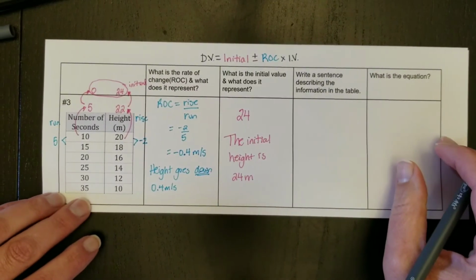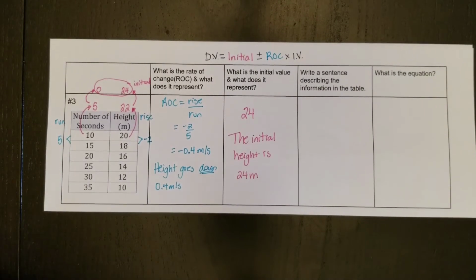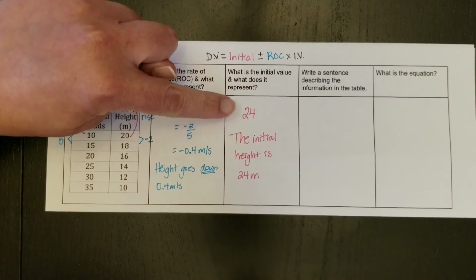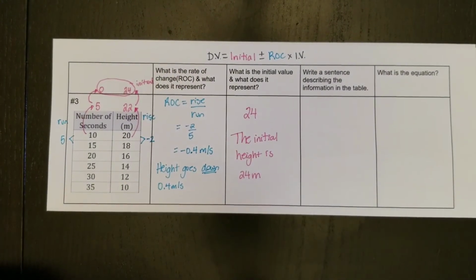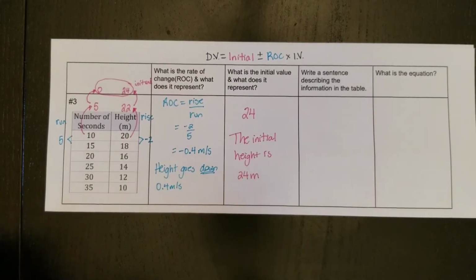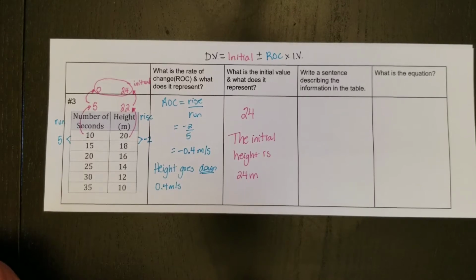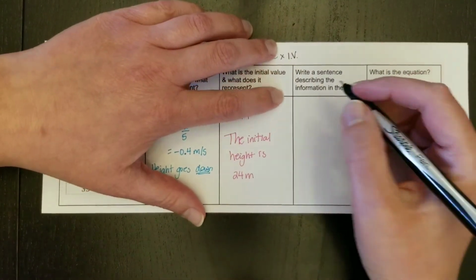The next step, I'm supposed to write a sentence describing what's happening in the table. So I know that I have an initial height of 24 meters and the height is going down by 0.4 meters per second. So maybe something's falling, you dropped a ball out of your window, something like that. I guess that's a very high window, 24 meters. But that's a sentence to describe it.